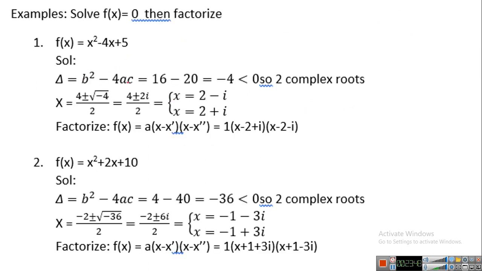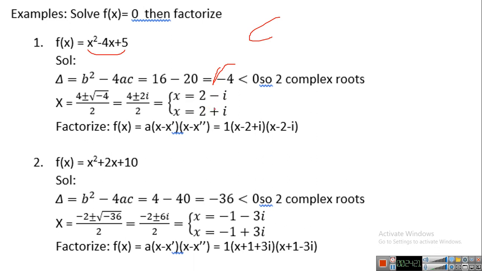Delta is b squared minus 4ac. We're solving in C. b squared is 16, minus 4 times 5 is minus 20, so negative. So two complex roots. If I don't mention that we're solving in complex, you say impossible. But if I mention solve in C, you need to continue. So x equals minus b, which is 4, plus or minus radical minus 4 over 2a, which is 2. Since I have radical minus 4, I introduce this i, and radical 4 is 2. So I have two complex roots, 2 minus i or 2 plus i.